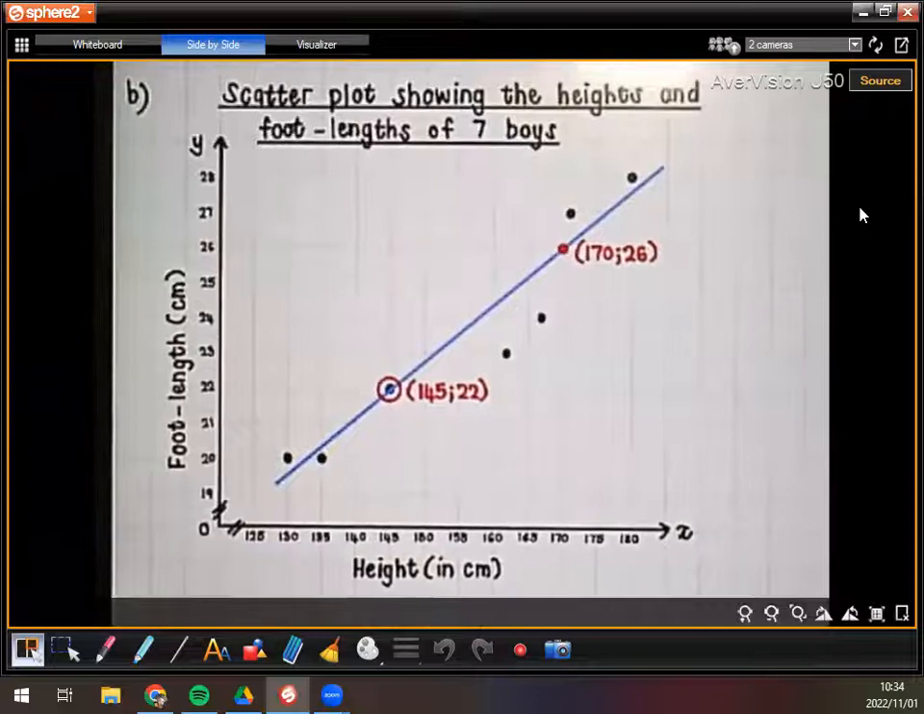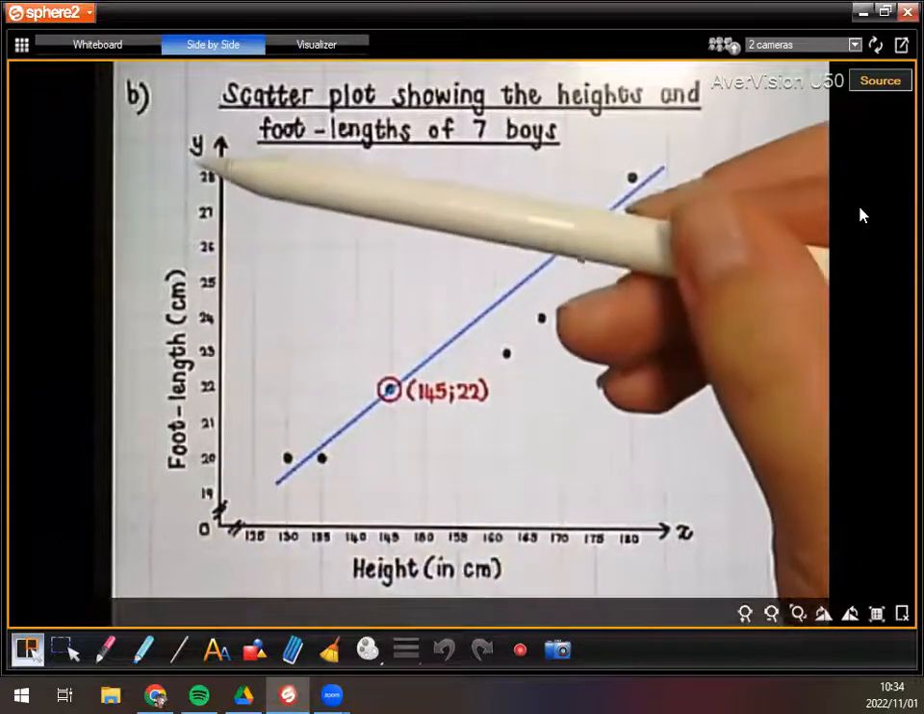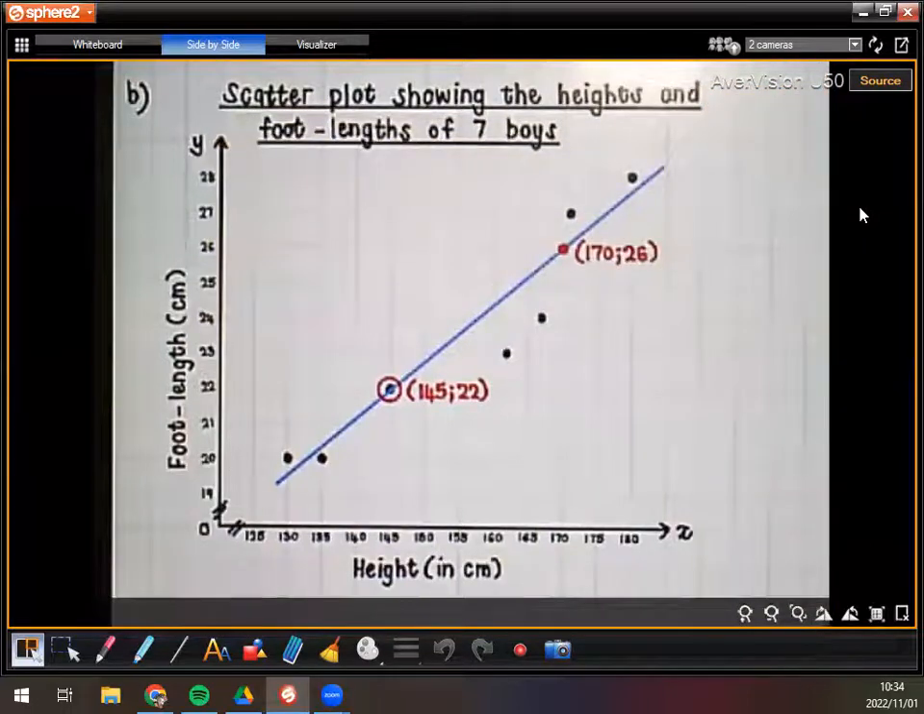My y-axis, I just made a little break there and I went from 19 to 29 actually. 28 was the last one there, but I started with 19 and 125. I always just start from just below the first value.